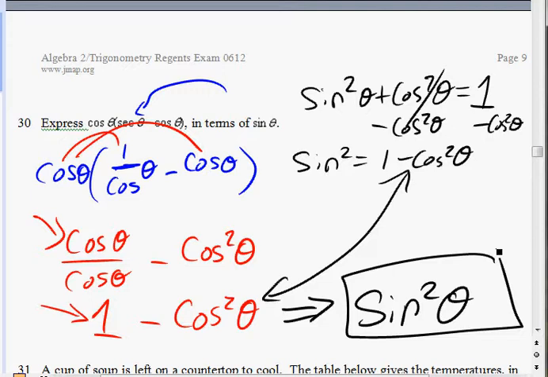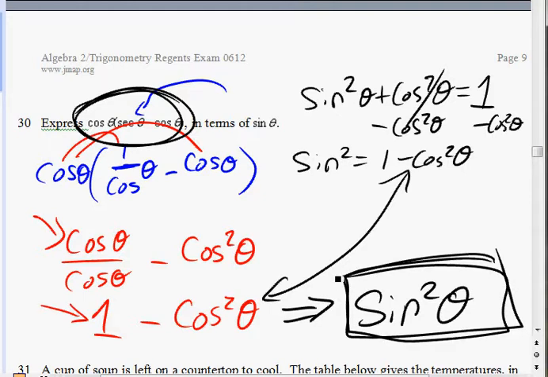And that is your answer, right? We express the entire problem over here, the multiplication, that expression, right? We simplify the expression and we express it in terms of sine. That's equivalent to sine squared.